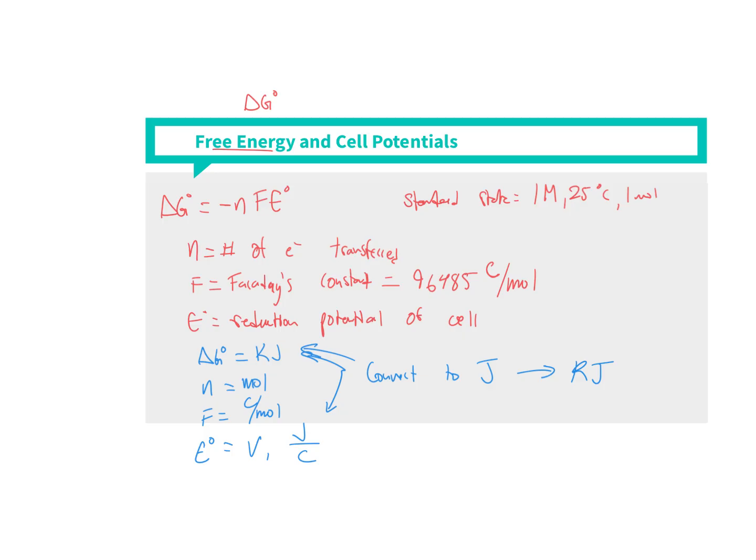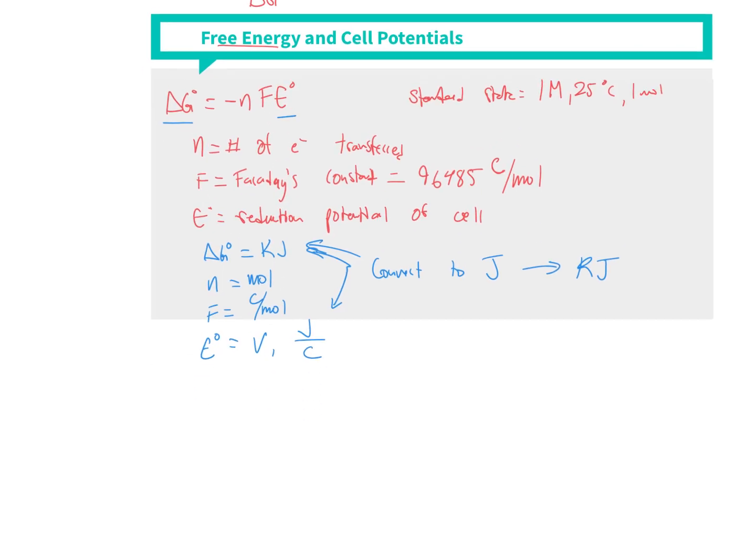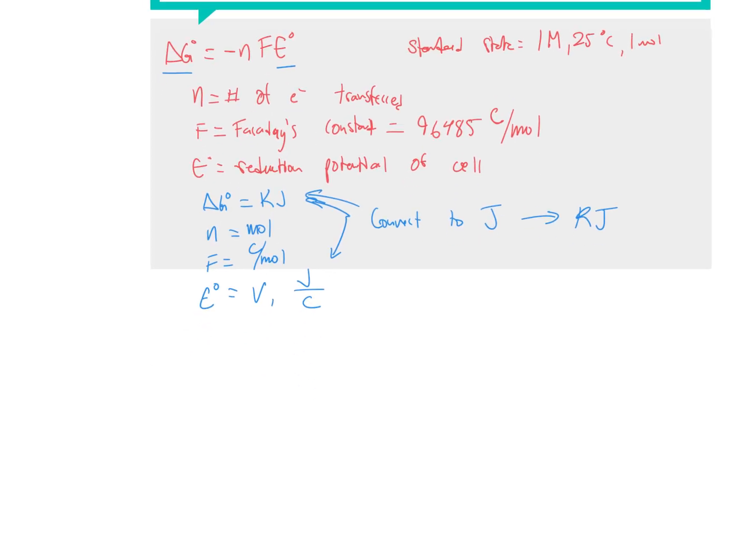And now what this basically says is that your cell potential can be used to measure spontaneity. Delta G tells you whether or not a reaction is spontaneous, and so does the cell potential. And so these rules naturally fall out. If your cell potential is positive, in other words, E naught is greater than 0, this means it's spontaneous.